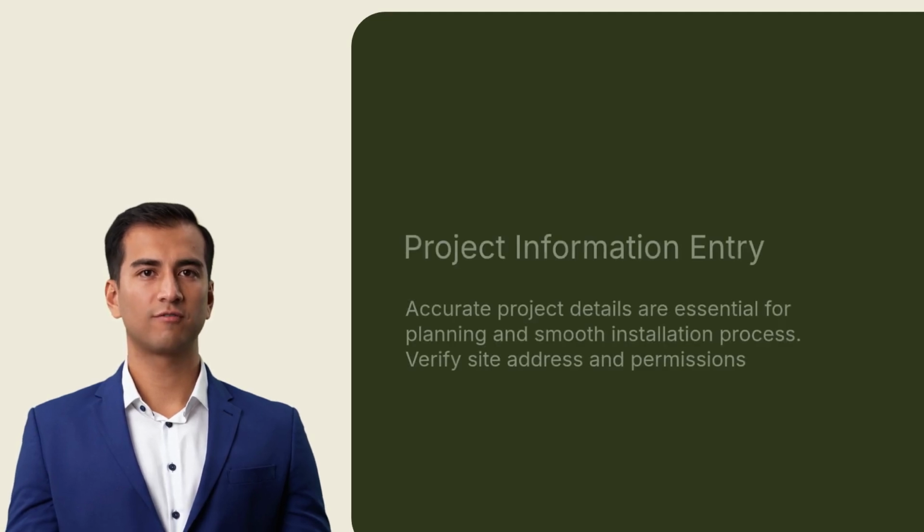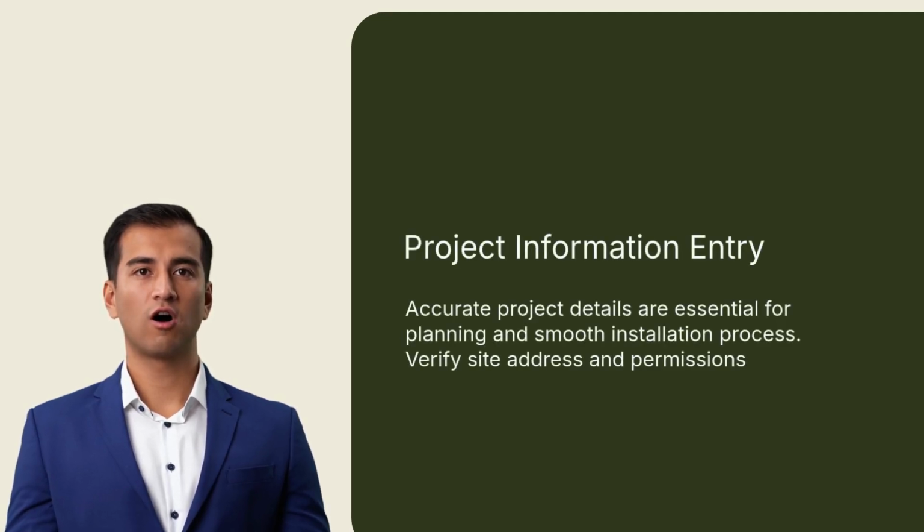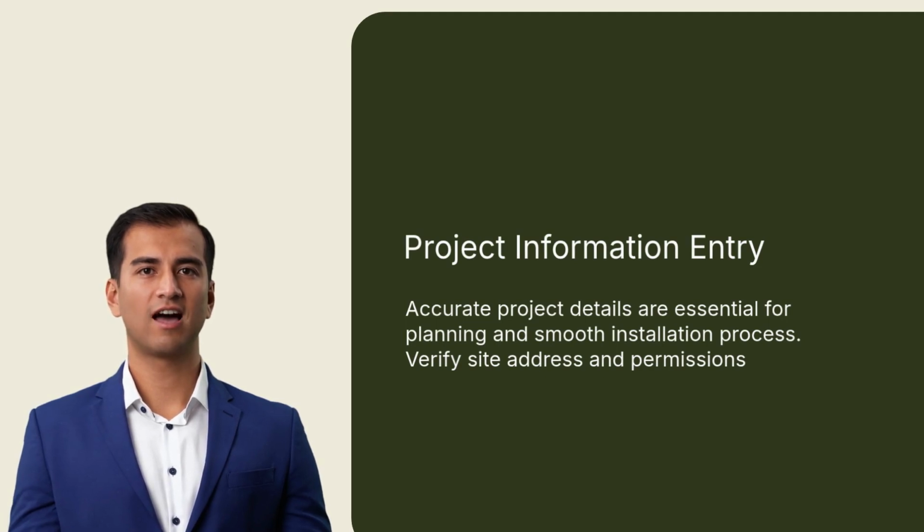Begin by entering basic project information like name and location. Confirm the site address and access permissions. Accurate site details are crucial for successful planning. Ensure all information is up to date and verified. This sets the stage for a smooth installation process.